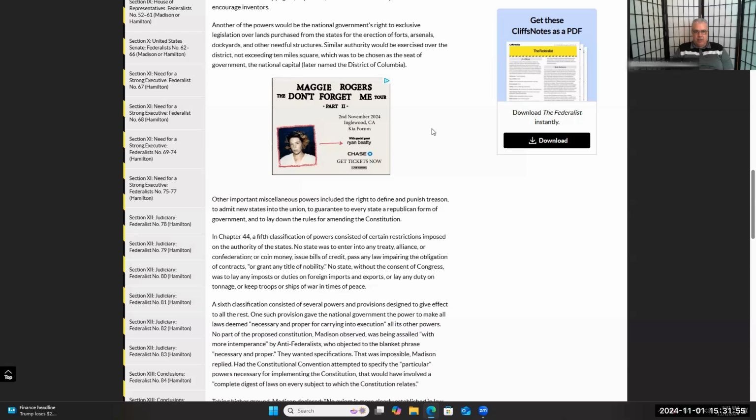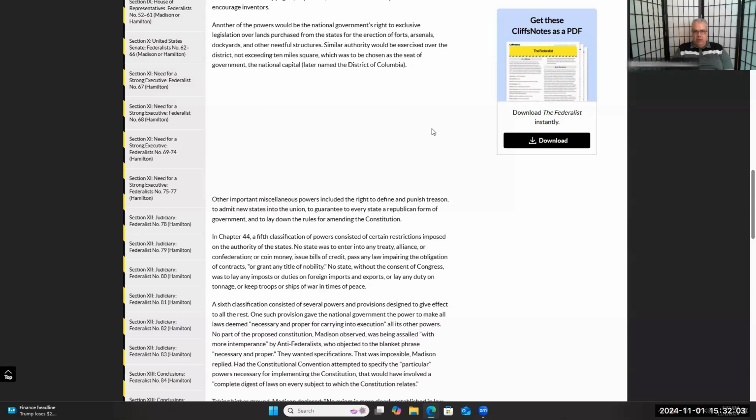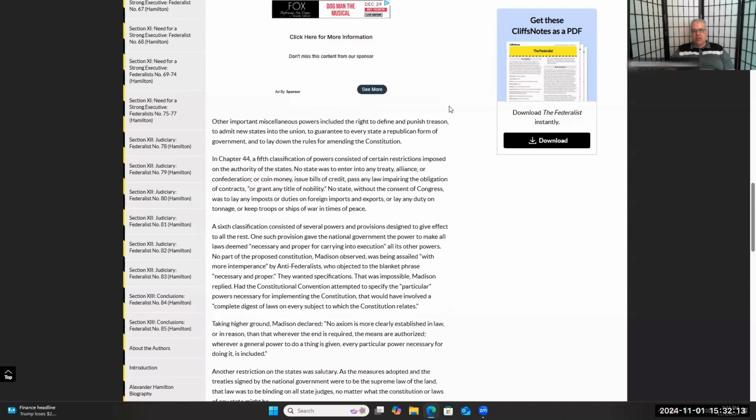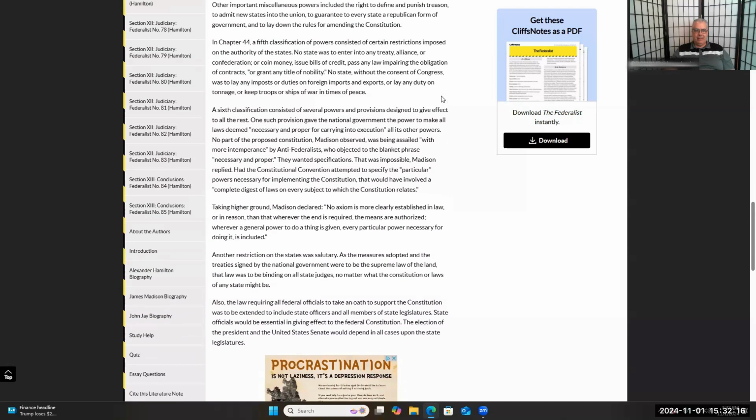Another power would be the national government's right to exclusive legislation over lands purchased from the states for the erection of forts, arsenals, dockyards, and needful structures. Similar authority would be exercised over the district not exceeding 10 miles square, which was to be chosen at the seat of government, the national capital, later named the District of Columbia. District of Columbia, not a state. And how that's treated is interesting. That whole situation is very interesting.